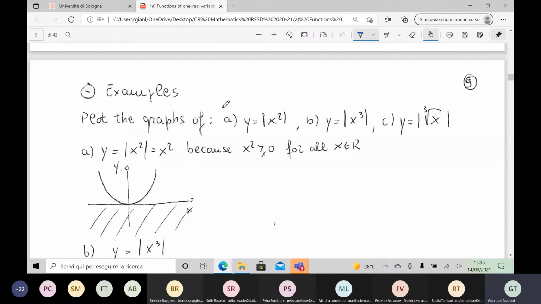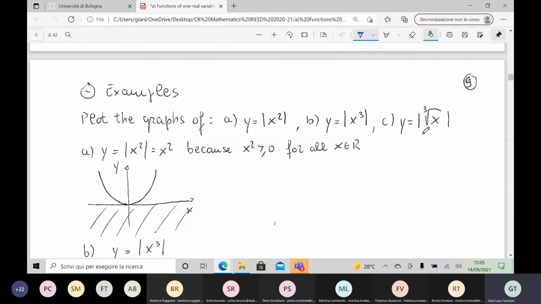Examples. Plot the graph of the following functions. Y equal to absolute value of x squared, y equal to absolute value of x to the power 3, y equal to absolute value of cubic root of x. So this is also a way to review again this special power function we saw.